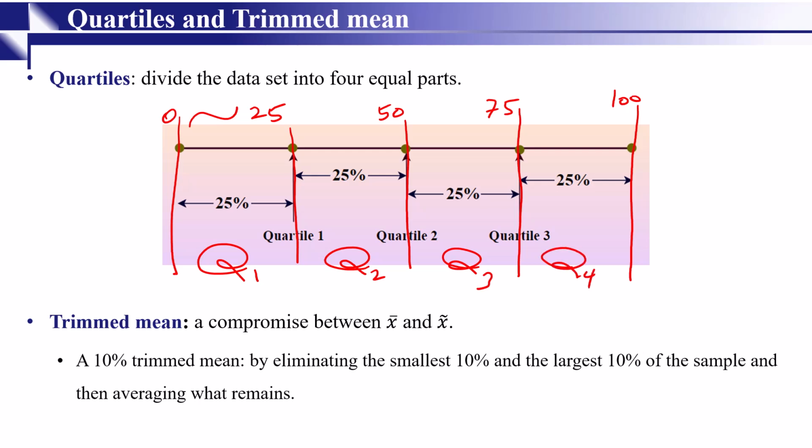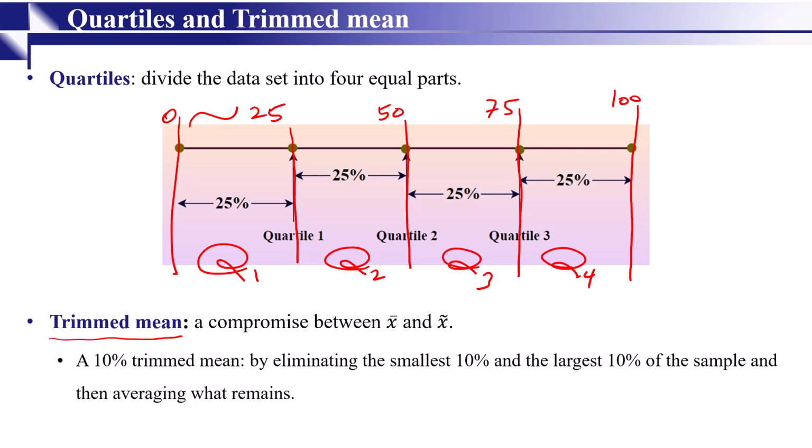The next one is the trimmed mean. Trimmed mean is also another statistical measure of central tendency. It is calculated by removing a certain percentage of the smallest and largest values from a data set. Then we calculate the mean. This method reduces the influence of outliers or extreme values, making the trimmed mean a more robust measure of the central tendency compared to the regular arithmetic mean that we have.